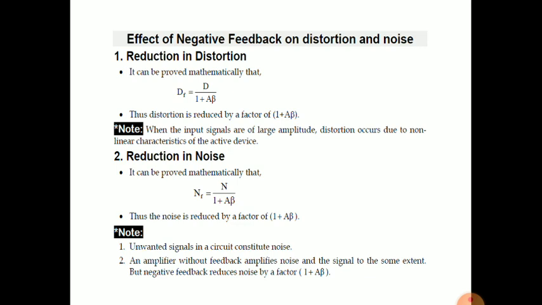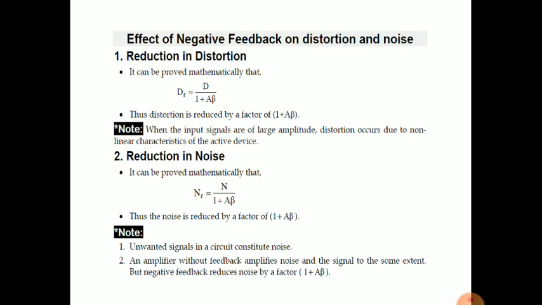When the input signals are of large amplitude, distortion occurs due to the non-linear characteristics of the active device. Here in the transistor amplifier, the active device is the transistor. So with the non-linear characteristics of this transistor, when we apply signals of large amplitude, distortion is possible. Reduction in noise. It can be proved mathematically that, as we have seen the reduction in distortion, Df is equal to D by 1 plus A beta, and the noise is also decreased by the same factor, that is Nf is equal to N by 1 plus A beta.